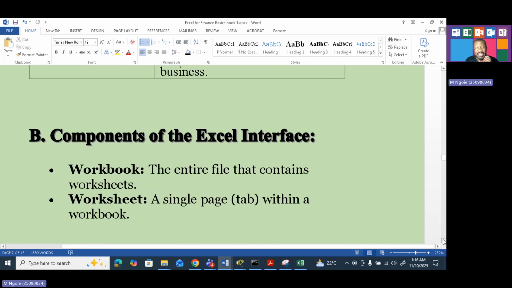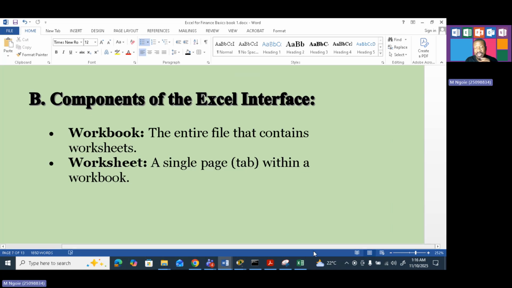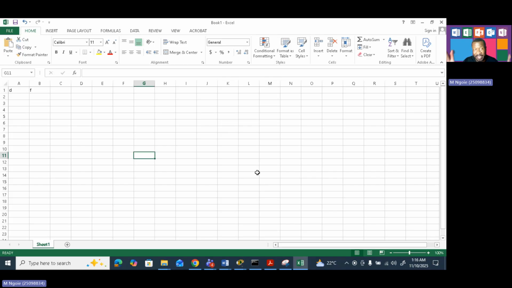Now, what are the components of the Excel interface? When you open Excel for the first time, what are the things you need to understand before moving forward? If you cannot identify those key components, it's going to be difficult to progress.